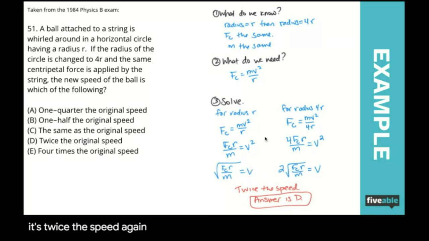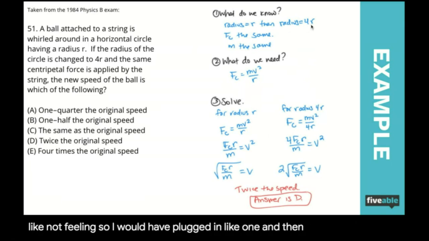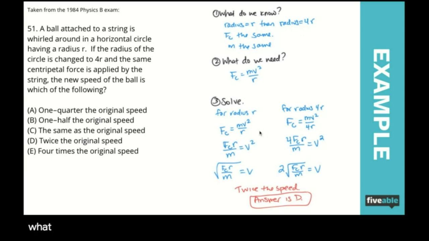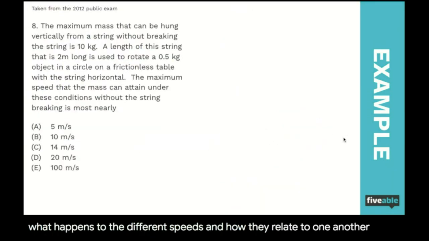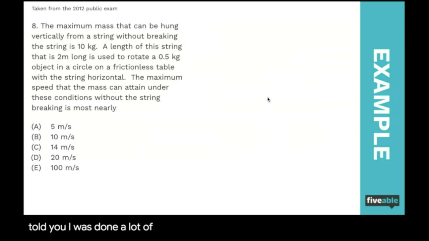Again, if all of the variables get cumbersome or you're just not feeling it, you can always plug in numbers. So I would have plugged in like 1 and then 4, right? And see what happens to the different speeds and how they relate to one another. Okay. I told you I was throwing a lot of multiple choice at you. Here's another one. I think this might be the last one.